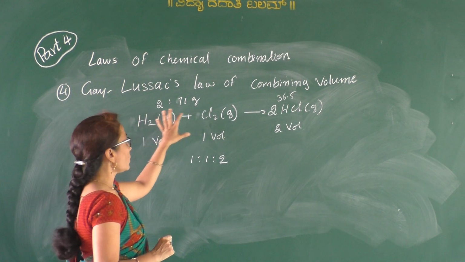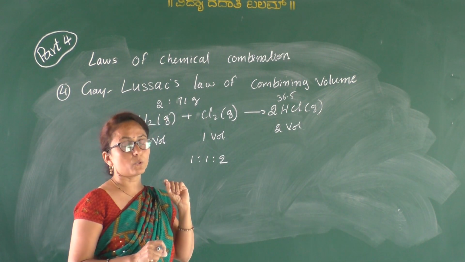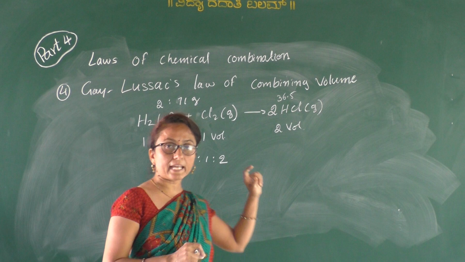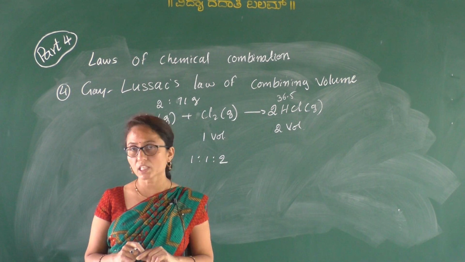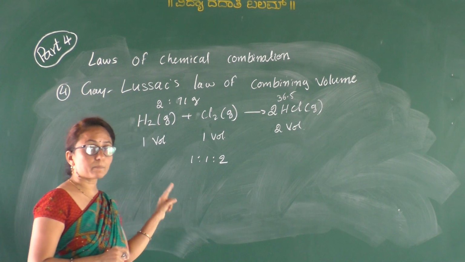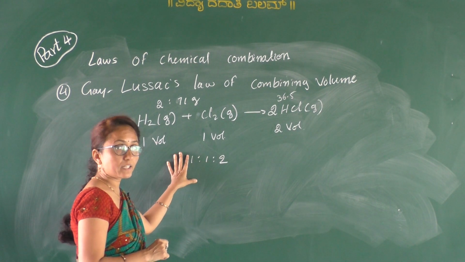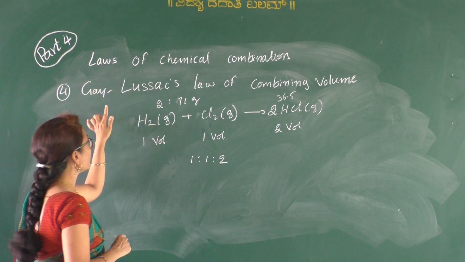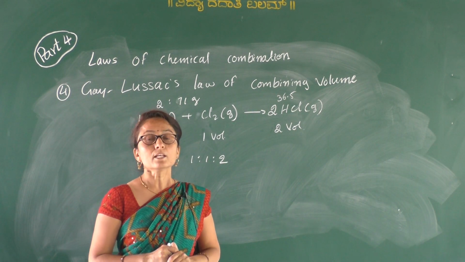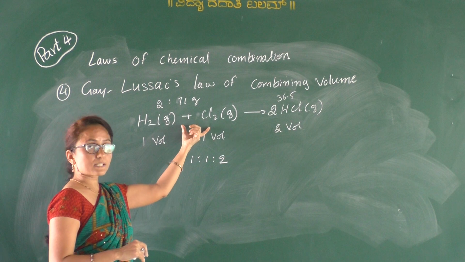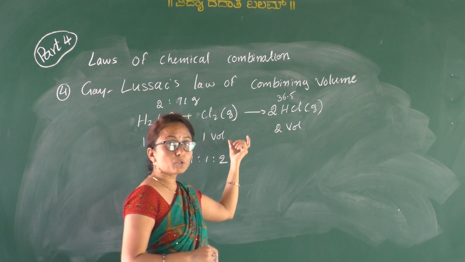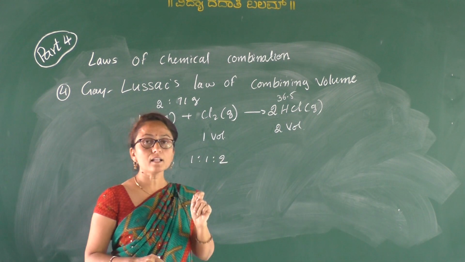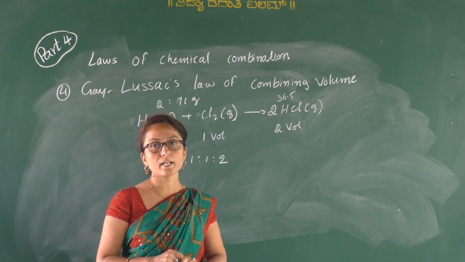Because the volume of gases depends upon the temperature and the pressure. If we change the temperature and pressure for any one of the gases, its volume also changes. Therefore, the volume of gases depends upon temperature and pressure. The condition is a constant temperature and pressure. Okay. So once again, the statement of Gay-Lussac's law of combining volume: whenever gases are combined or produced, they do so in a simple ratio by volume, provided all gases are at the same temperature and pressure.